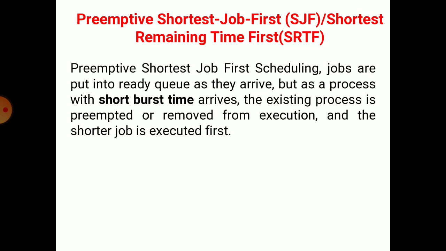SDMIT, Ujre. Today's topic: preemptive shortest job first or shortest remaining time first. In the preemptive shortest job first scheduling algorithm, the jobs are put into the ready queue as they arrive. But as a process with a short burst time arrives, the existing process is preempted or removed from execution, and the shorter job is executed first.